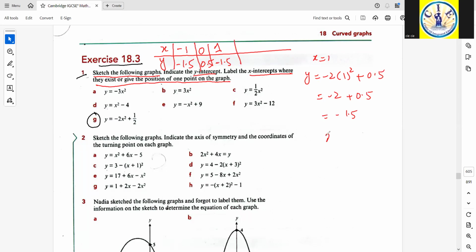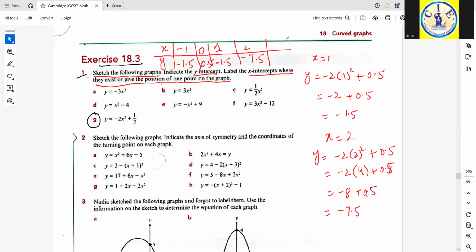Then let me substitute x equals 2. So the value of y is going to be -2 times the square of 2 plus 0.5. So that will give us -2 times 4 plus 0.5. So this is -8 plus 0.5, which is -7.5. So x equals 2 corresponds to the value -7.5.